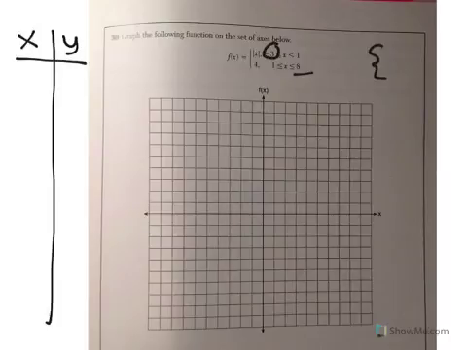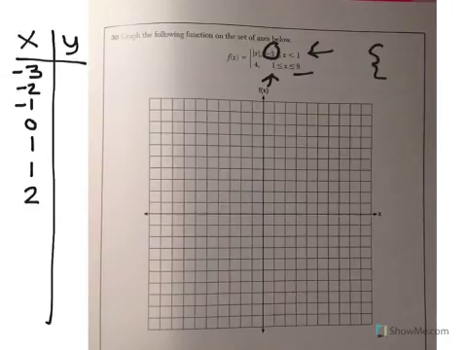So, negative 3, negative 2, negative 1, 0. And because both of these have 1 in there, I'm going to actually use two different ones. 2, 3, 4, 5, 6, 7, and 8. Okay, there's my table.